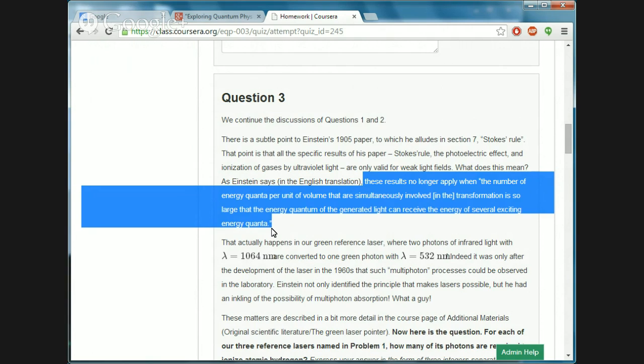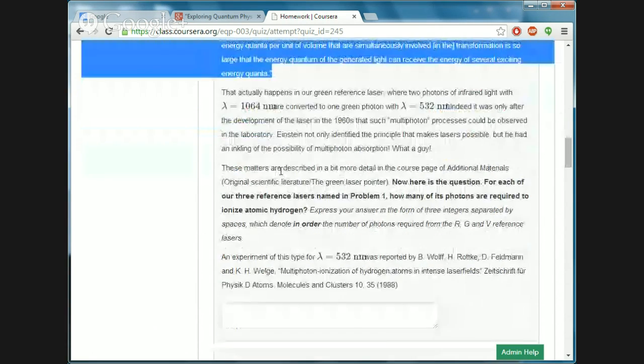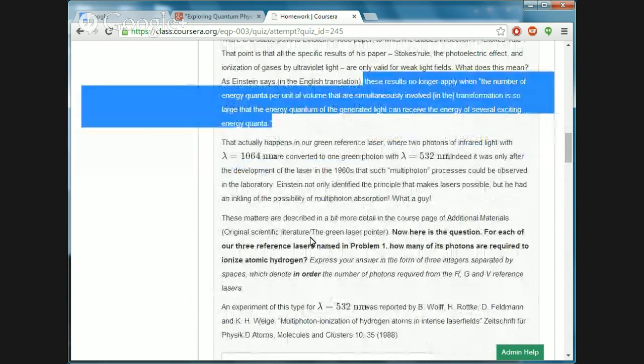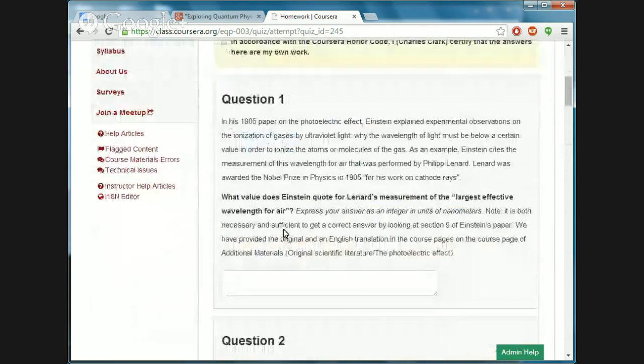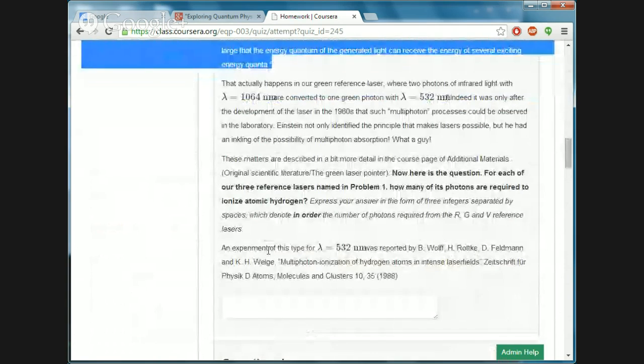Okay, now, talk about your one-stop shopping store. So this question gives this thing: we have these three reference lasers that are used in the course. 650 nanometers, Balmer alpha. 532, the famous green laser. 405 nanometer Blu-ray laser. And so the students are asked to answer the question, how many photons for each of these lasers does it take to ionize the atom?